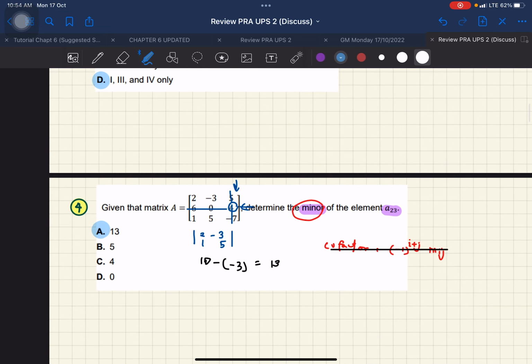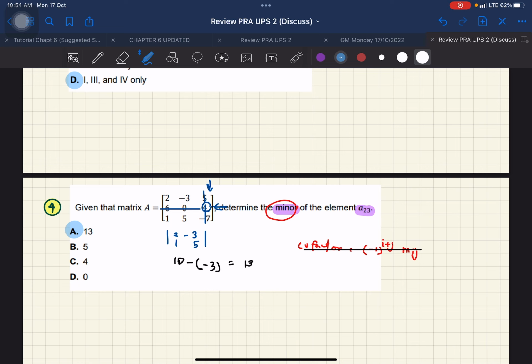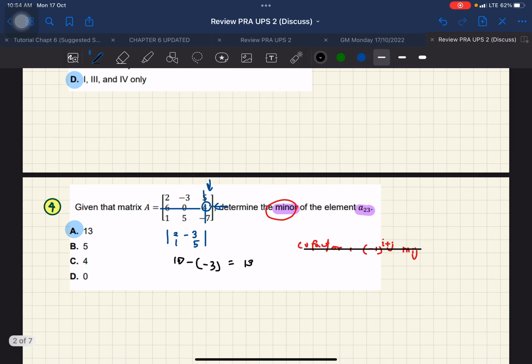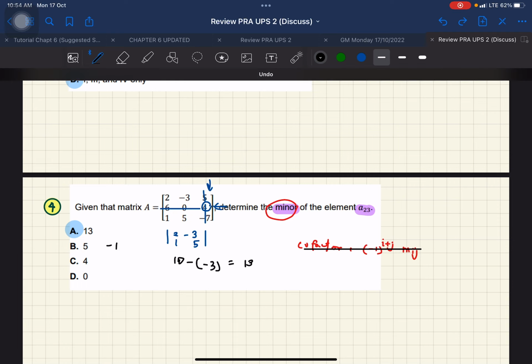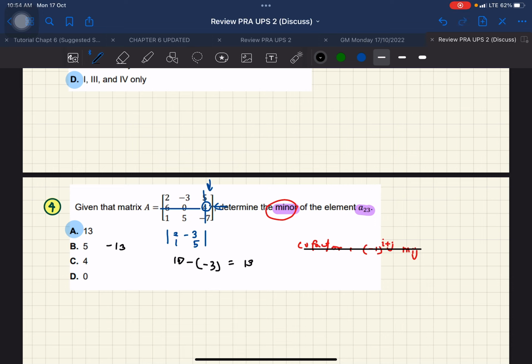Okay, soalan ni dia baik tau sebenarnya. Kalau saya yang buat soalan ni, saya akan tambah lagi satu pilihan jawapan. I will put, instead of 13, I will put it as negative 13, let's say, as my choice of answer. Sebab saya tahu student dia mesti akan confuse between minor and cofactor. So, untuk kita test student ni faham tak sebenarnya minor ataupun cofactor, kita bagi pilihan jawapan lagi satu ni, negative 13. So, kalau dia ambil negative 13, meaning that you are confused with minor and cofactor. Kalau awak pilih 13, maksudnya betul lah, awak faham minor tu apa. Okay, so that is for number 4.